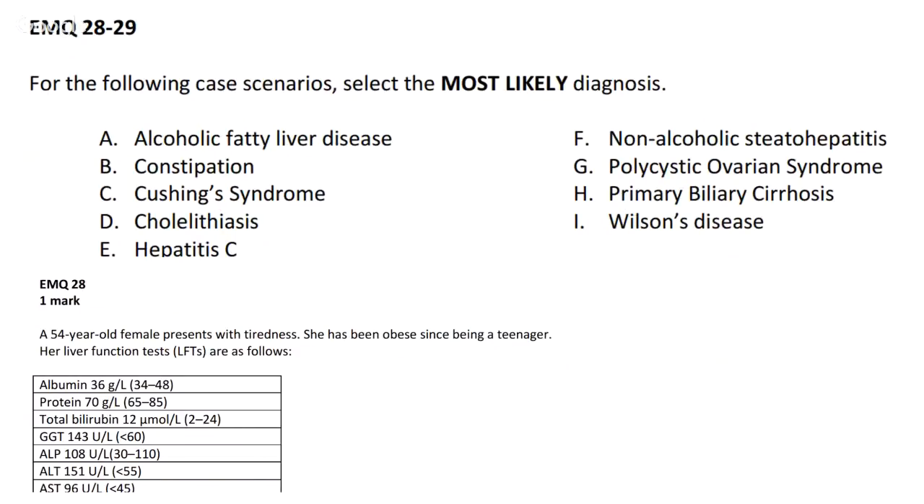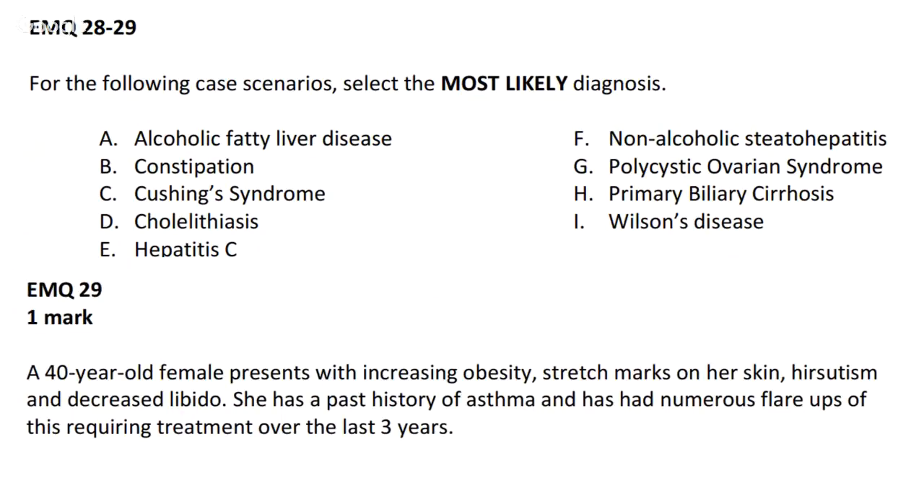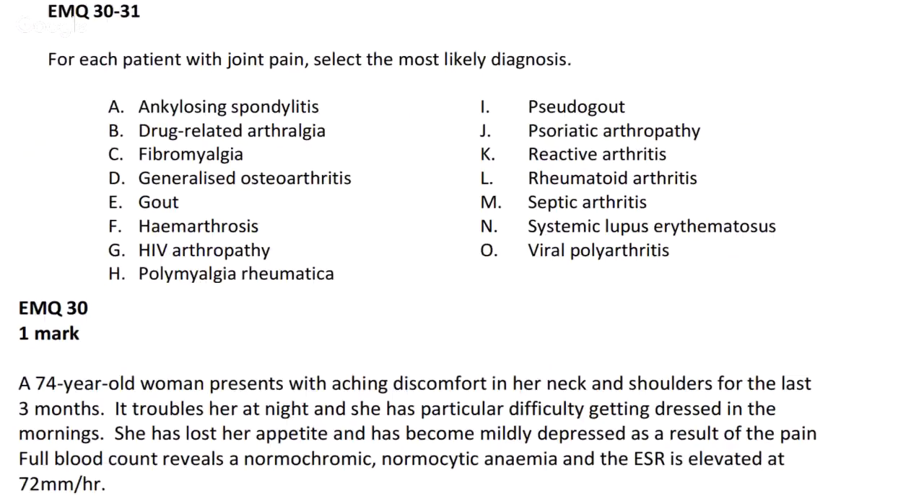This is a 54-year-old with tiredness, obese since being a teenager. Therefore, what do you expect? All of these are elevated, so she has non-alcoholic fatty liver disease. With increasing obesity and stretch marks, therefore she has Cushing's. She's 40 years old. What do you have against people getting pregnant at 40?